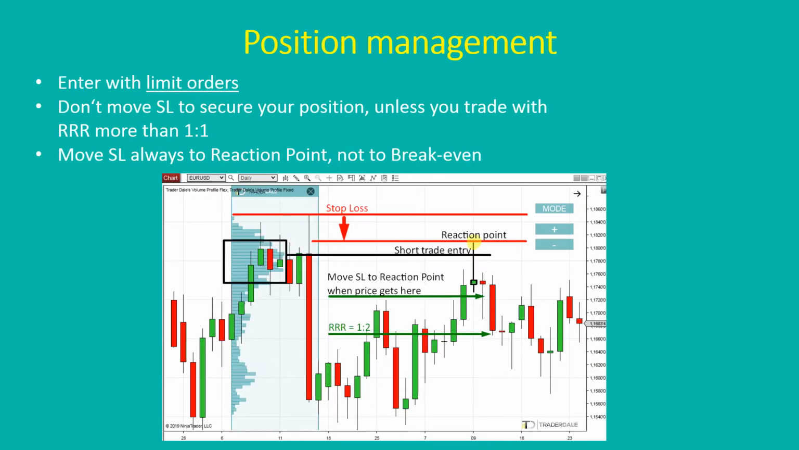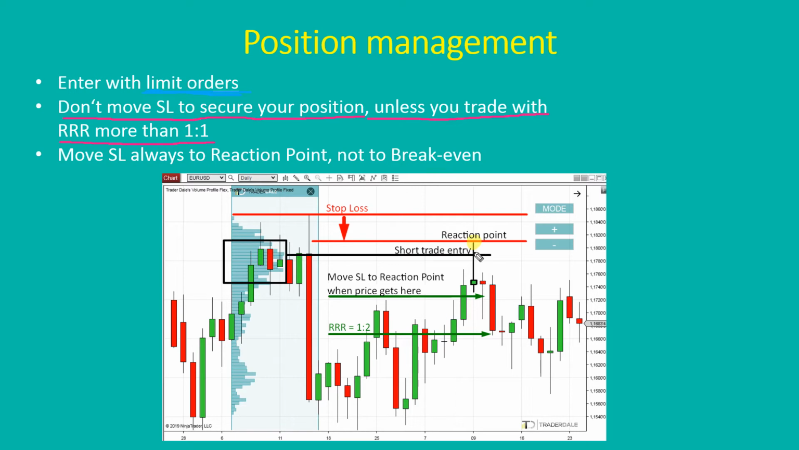So let's now have a look at position management of swing trades. It's pretty simple. You enter with limit orders. You don't really need to wait for any sort of confirmation for your swings. You just leave your limit orders and wait for them to be filled. It's that simple. And you don't move your stop loss to secure your position. I don't move my stop loss unless you want to trade with risk-reward ratio more than 1.